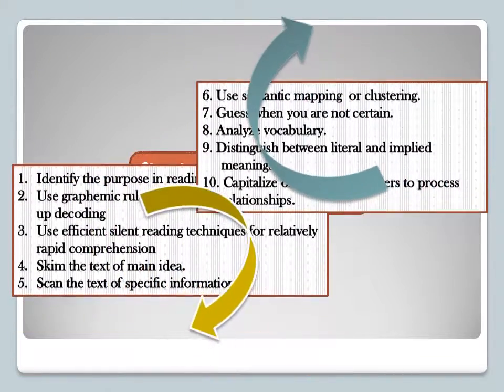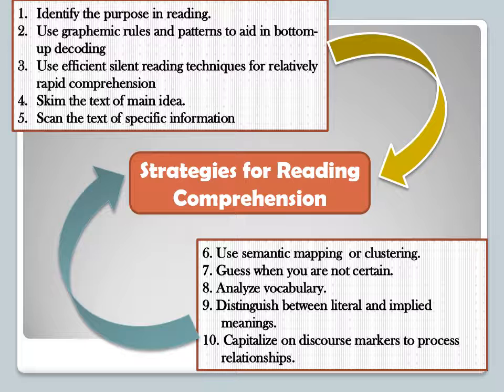In this next slideshow, we want to tell you about some strategies for reading comprehension. There are 10 strategies for reading comprehension. First, identify the purpose in reading. Second, use graphemic rules and patterns to aid in bottom-up decoding. Third, use efficient silent reading techniques for relatively rapid comprehension. Fourth, skim the text for the main idea. Fifth, scan the text for specific information.